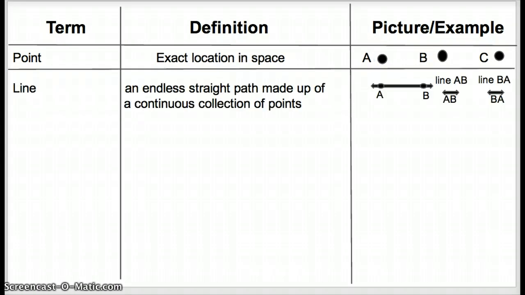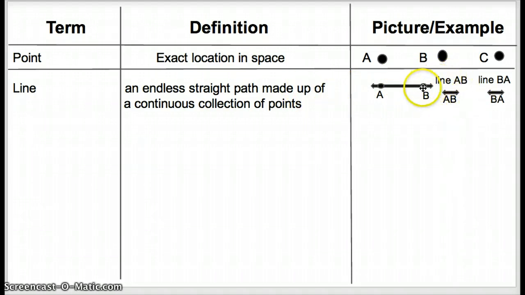So here's the next one. It's called a line, which is an endless straight path made up of a continuous collection of points. So when you look over here, here's the definition, and here's an example. This is a line because it has 2 arrows at the end of it, meaning that it continues on forever. I can put a continuous collection of points. I could put any point I wanted on this line, because it could have any point on the line. It goes on forever and it never ends.